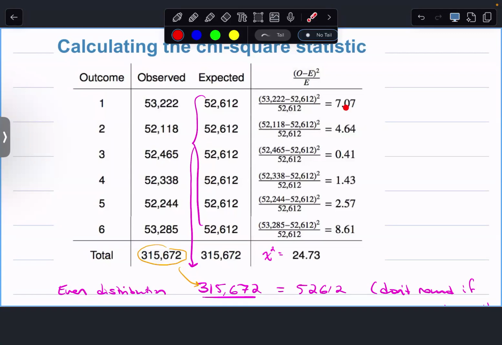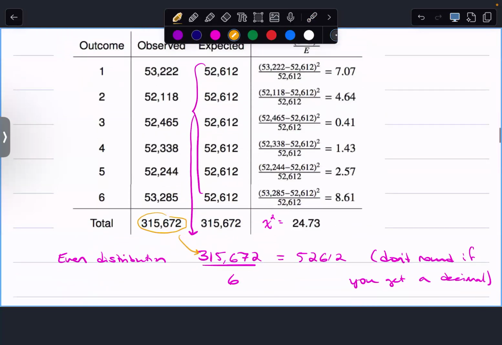Then you take all these numbers and you add them up, and that's your chi-squared. That's the sum of these values. And so here, I want to say that the chi-squared is the sum of the observed minus the expected squared over the expected. Right? Add up all those numbers. Okay.